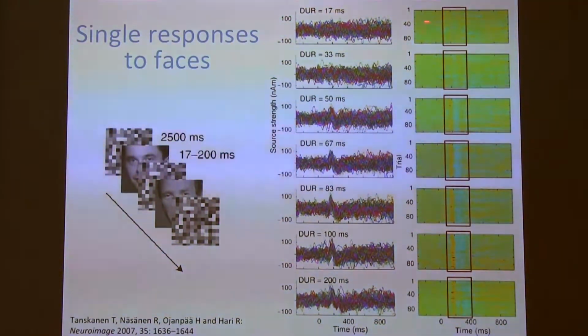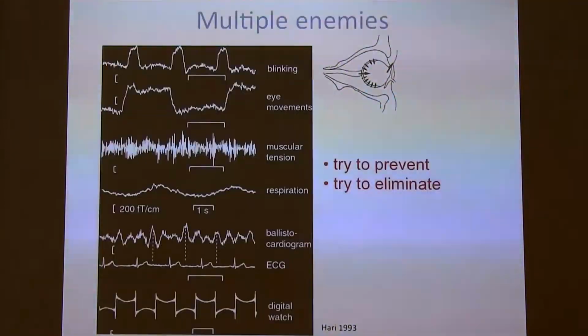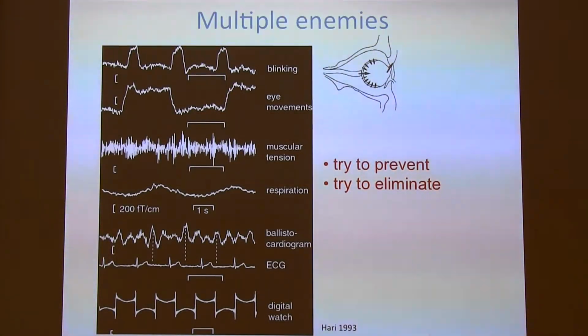And you see that here you can't really see this response coming, but here we see something like enhancement of the activity and then followed by a different polarity response. So you need a certain duration of the stimuli to get reliable responses, and still they are very variable. And then the problem is that we have such very strong enemies. We have multiple enemies which are all kind of artifacts.